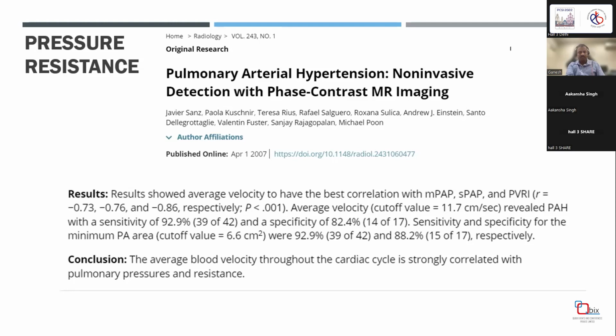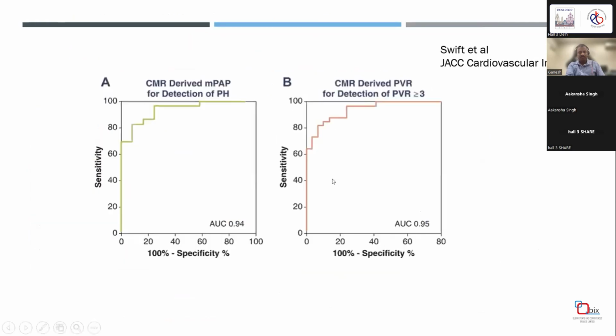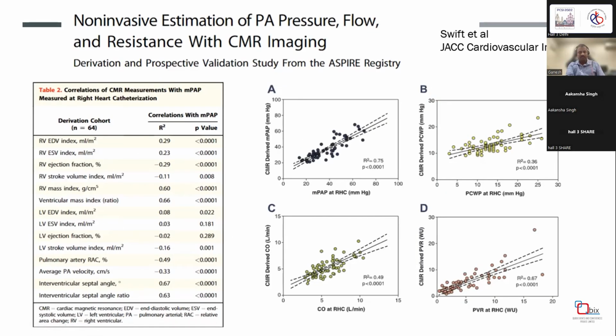So they've calculated the average blood velocity through the cardiac cycle that are correlating with pulmonary pressures and resistance. And one nice study, I wouldn't say nice, but an extensive study from the ASPIRE registry, is looking at how to correlate MRI with PA pressure and resistance. And the correlations are not very strong here, but they've come up. So they calculate the LA diameter index and the pulmonary artery diameters, and they come up with indirect estimates of pressure.